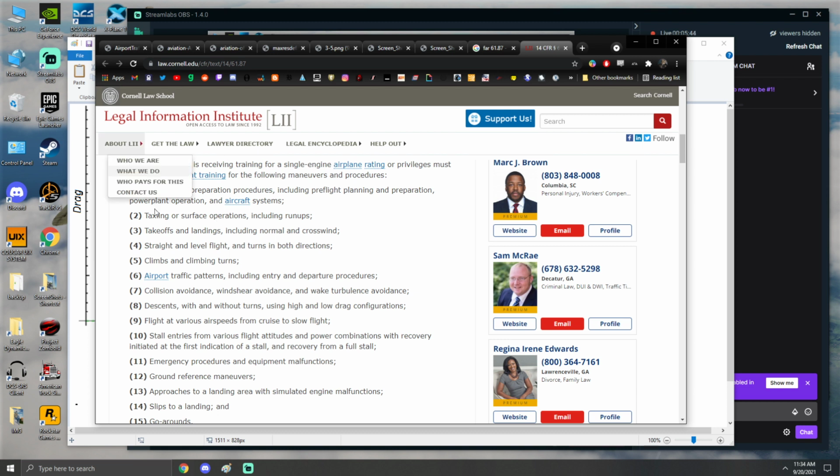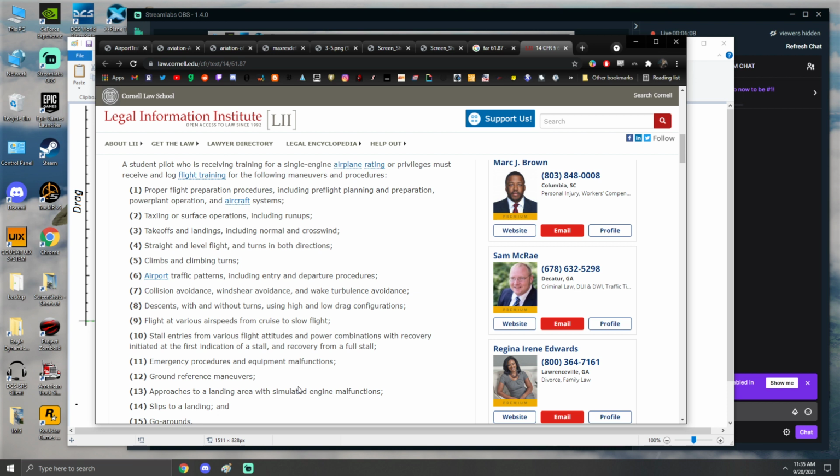So let's look at some of these. Obviously, flight preparation procedures, yeah. Taxiing, surface operations, of course. Takeoffs and landings, yes. Straight and level flight, turns in both directions. Now we're kind of talking about what I'm getting at. Climbs and climbing turns, yes. Descents with and without turns using high and low drag configurations, yes. Flight at various airspeeds from cruise to slow flight, here's what we're talking about. And of course, ground reference maneuvers.